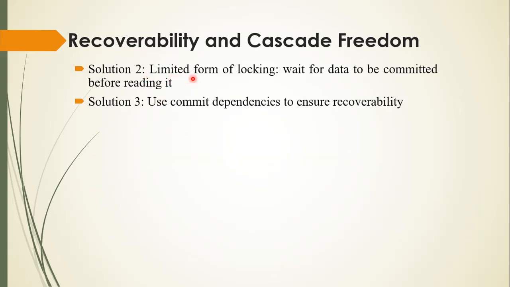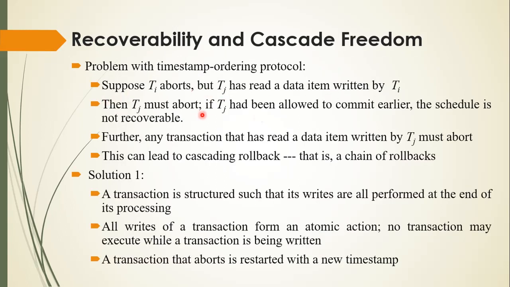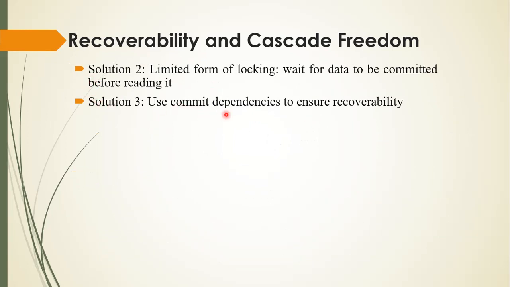Solution 2: limited form of locking. Wait for data to be committed before reading it. Suppose one transaction is writing the data, then we have to wait for the commit. If it commits, then it has been successfully written, and another transaction can read that data, so this problem will never occur. And solution 3: use commit dependency to ensure recoverability. So we have to write the commit; if we write commit, then our data may be recovered. Otherwise our data will not be recovered. So this is the solution.